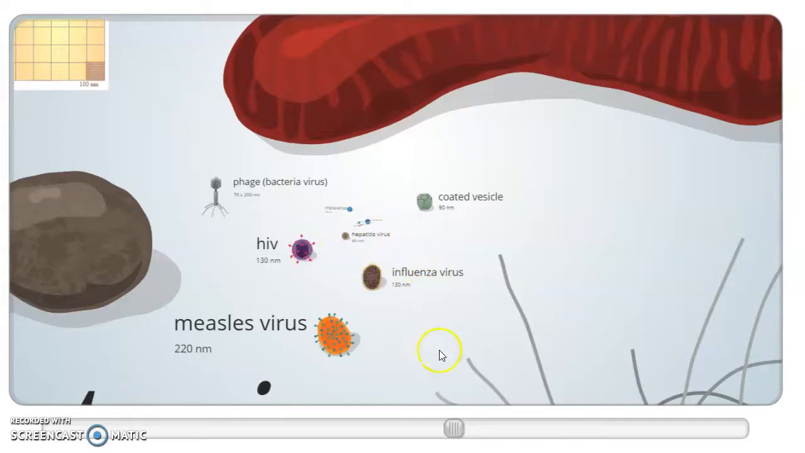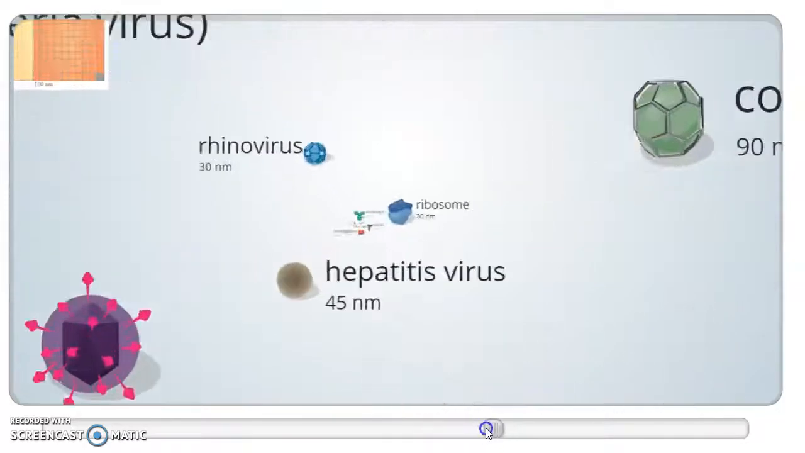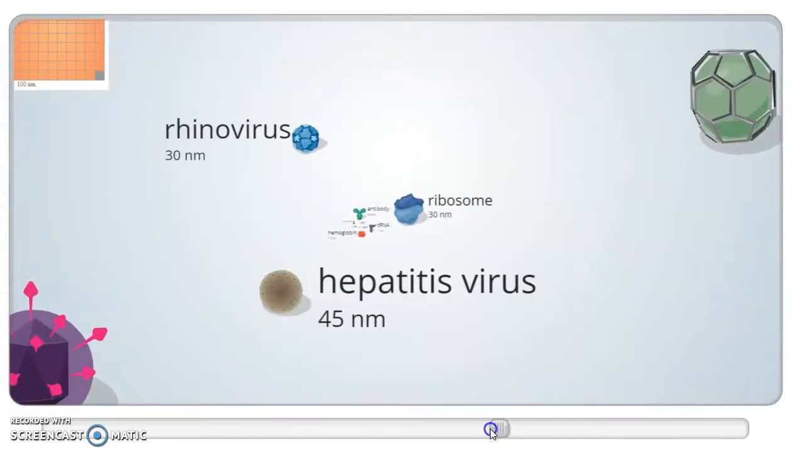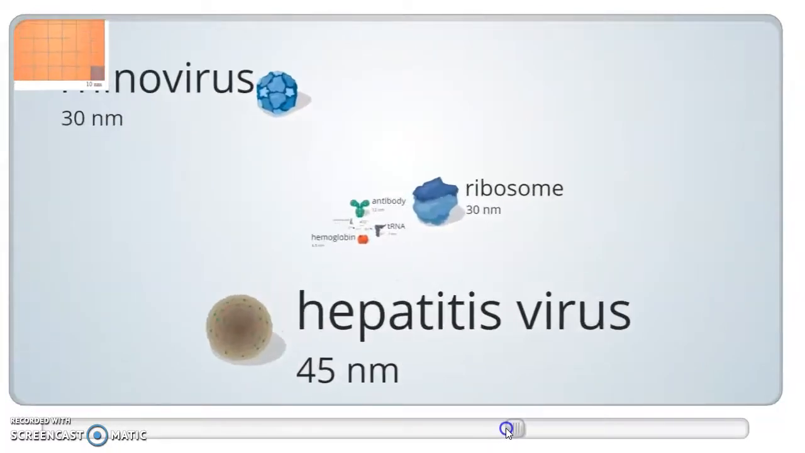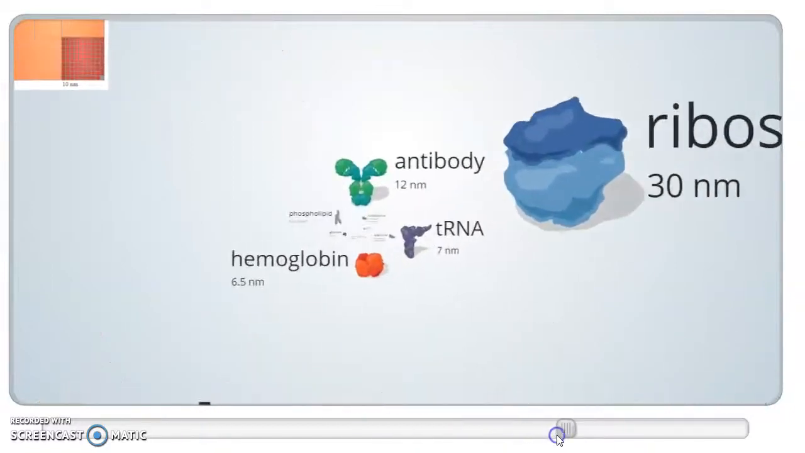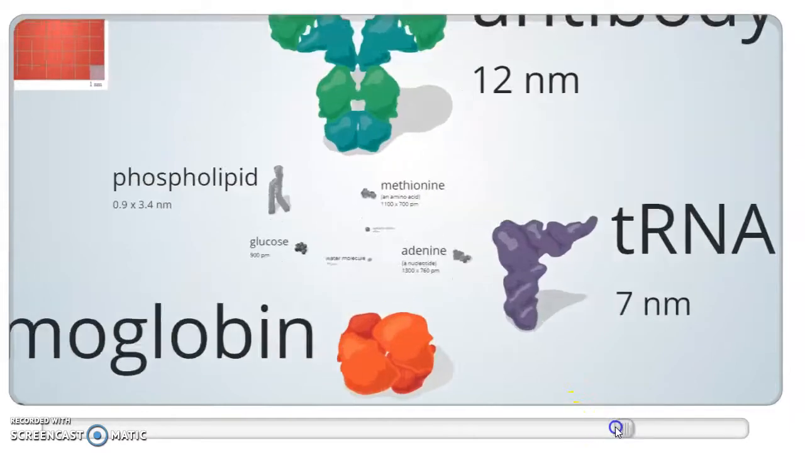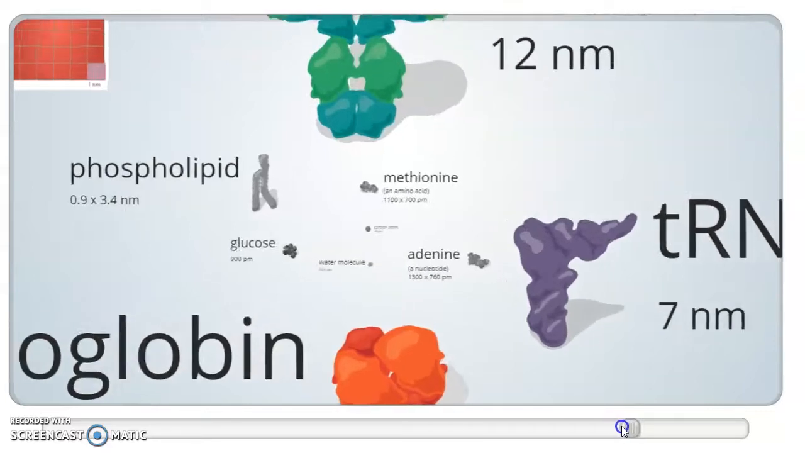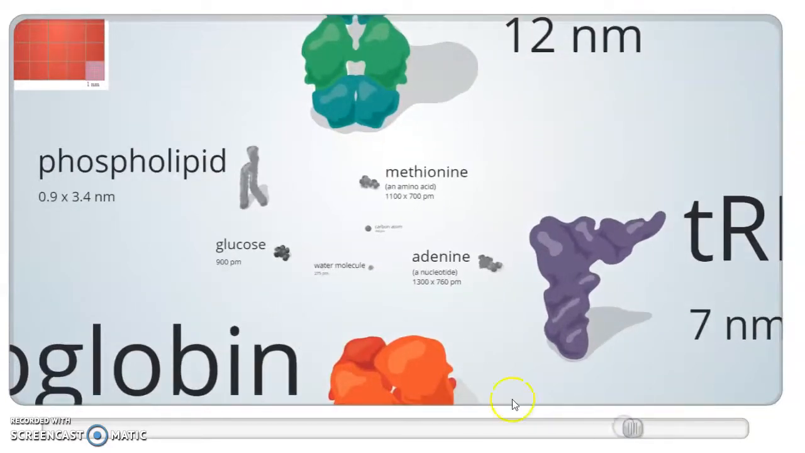HIV, we'll go in a little bit further. Hepatitis virus, rhinovirus is like the common cold, okay? And then we get into some protein sort of here, transfer RNA, hemoglobin, antibodies, okay, that help with our immune system, fighting off various pathogens in our body. And then we have phospholipids, glucose, and then these are a part of our genetic structure, amino acids.